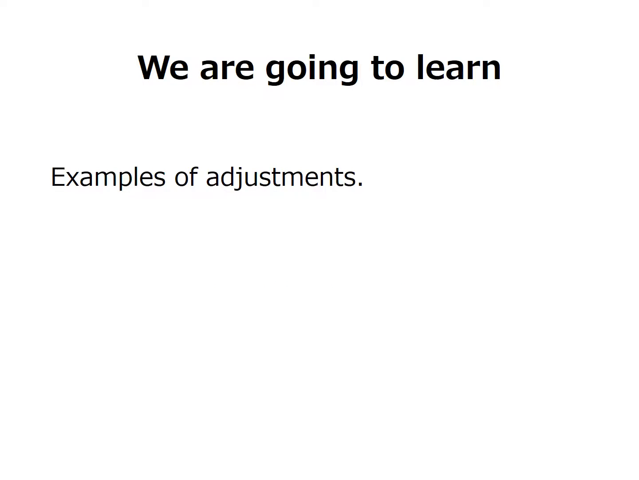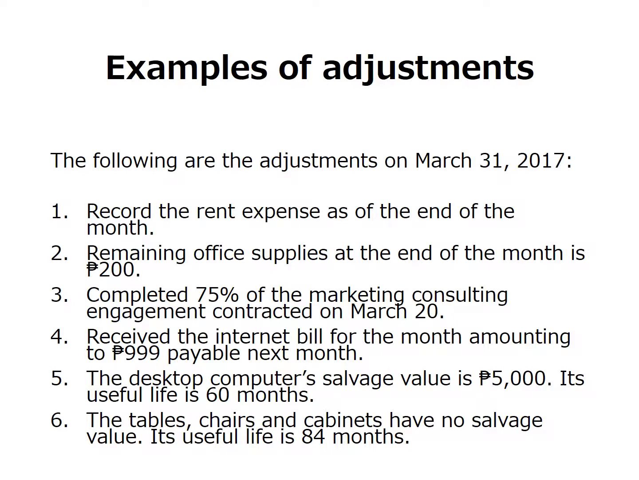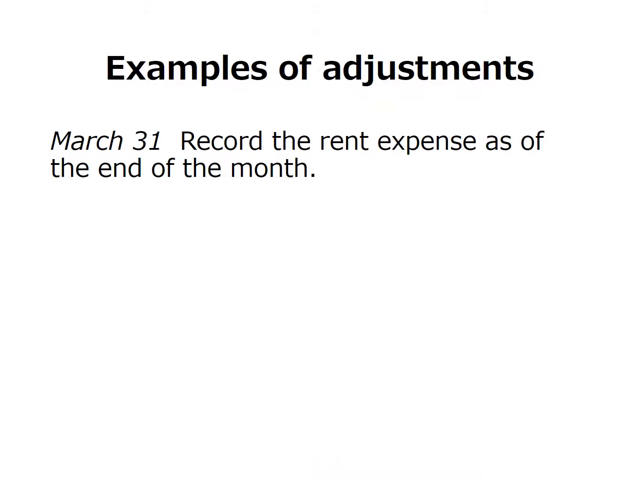In this lesson, we are going to learn examples of adjustments. The following are the adjustments on March 31, 2017. Please read these transactions. You may pause the video to give you more time reading them. Let's analyze, journalize, and post our adjustments. After posting, we are going to prepare the adjusted trial balance.